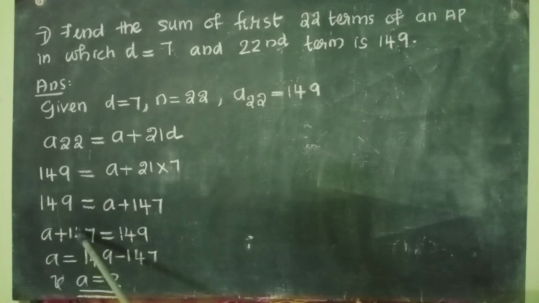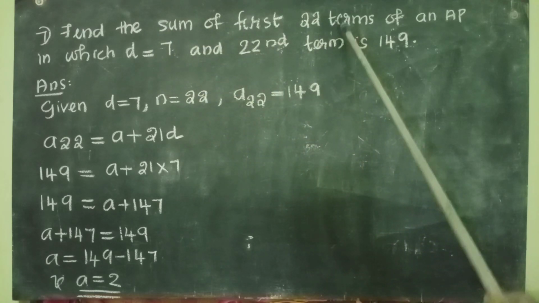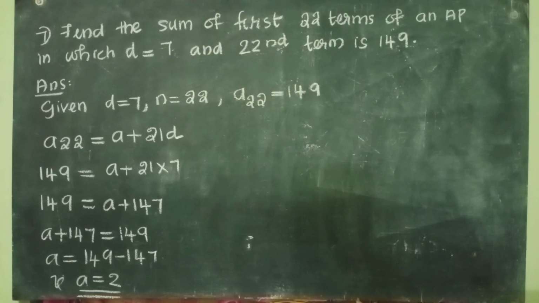Change the sides. We get a plus 147 equal to 149. a equal to 149 minus 147. That is a equal to 2. So we got the value of a, that is 2. Question is find the sum of first 22 terms. So we need to find out the sum.